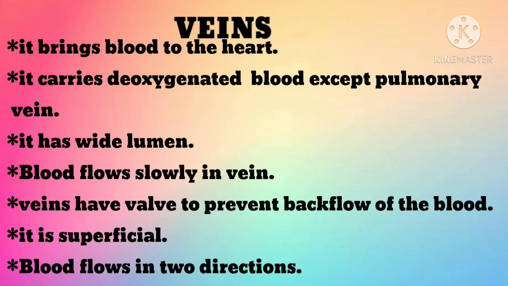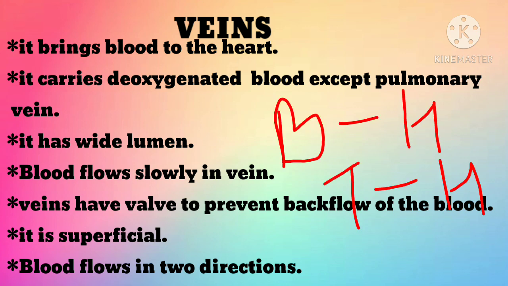Veins are superficial. What do we mean by superficial? It means we can see them. It is visible, okay? That is why it is superficial. And the blood flows in two directions. Why two directions? Because it flows from the brain to the heart and from the toe to the heart.